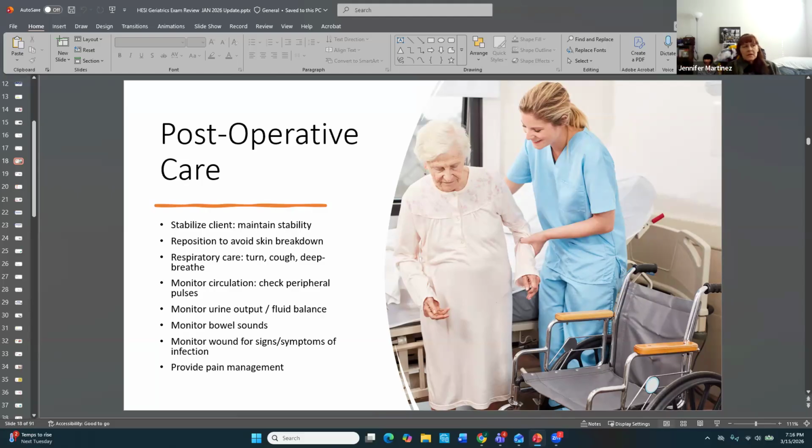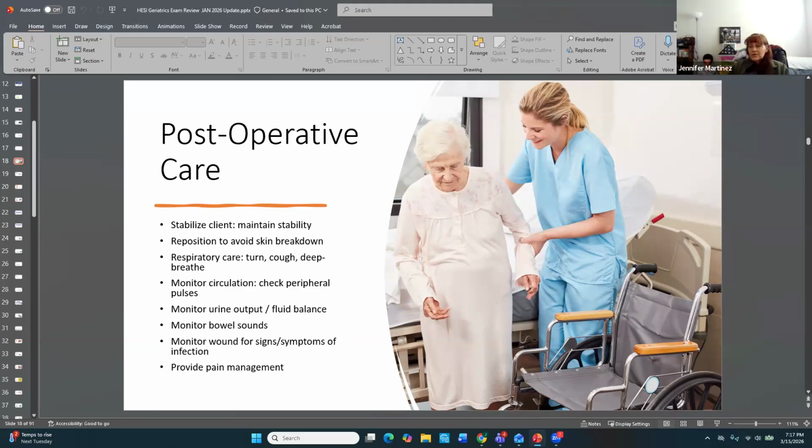prevent pneumonias. We're always going to check their peripheral circulation. So you want to make sure that you're checking all their pulses, monitoring urine output and fluid balance. Remember, the elderly are going to be more prone to fluid and electrolyte imbalances as well as dehydration. So we want to be very careful with that. Coming out of surgery, things may not wake up as quickly, so we want to make sure that they're urinating and that they have bowel sounds.